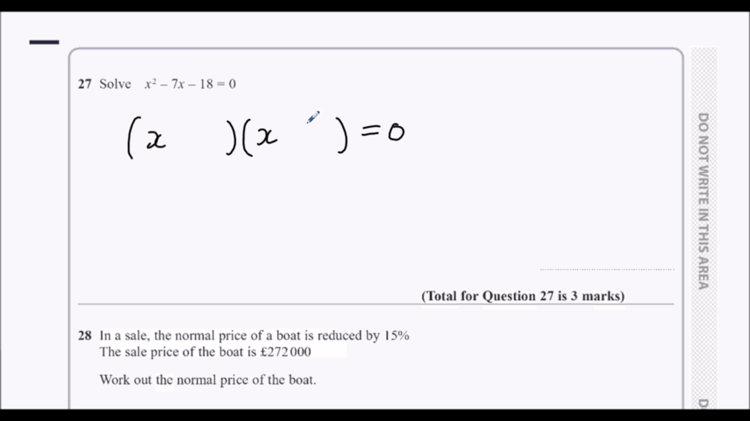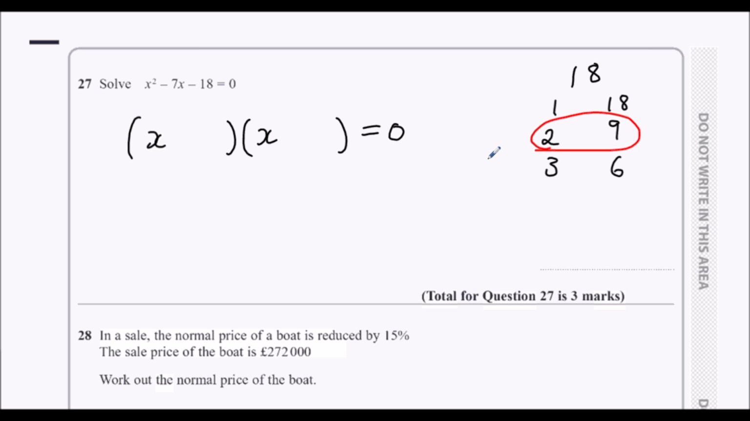We're going to look for these two numbers. They multiply to make this last number, negative 18, which can be 1 times 18, 2 times 9, or 3 times 6. They're the numbers that multiply to make 18. And I need them to add up to give me a negative 7. So how can I get a negative 7 out of these numbers? It's going to have to be 2 and 9.